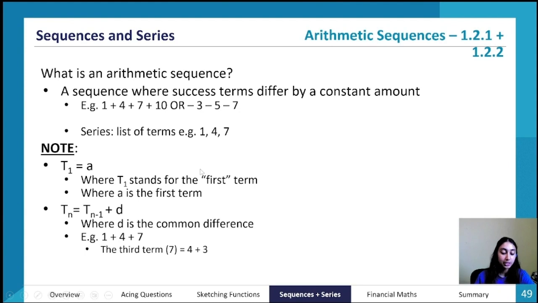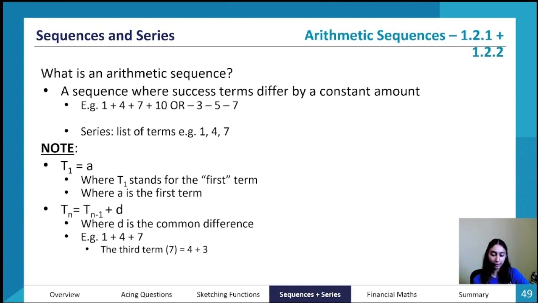This is the first part. So, what is an arithmetic sequence? Basically, an arithmetic sequence is when we're adding terms together and they differ by a constant amount. So 1 plus 4 plus 7 plus 10, where you're adding 3 and adding 3 and adding 3. So your constant difference is 3. Another one is minus 3, minus 5, minus 7. So that would be minus 2 again. So my constant difference is minus 2.